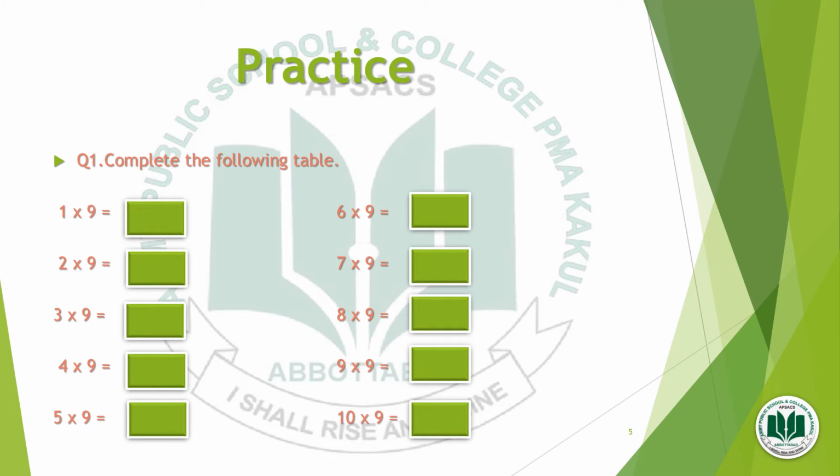Now students, I am giving you a practice relating to the table of 9. That is, complete the following table. 9 1s are 9, 9 2s are, 9 3s are, 9 4s are, 9 5s are, and up to 9 10s are. Do this practice on loose sheets.